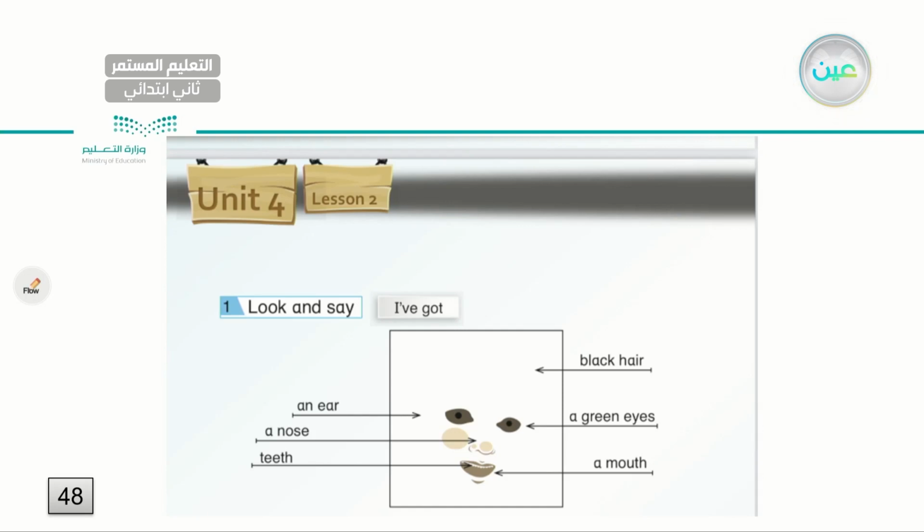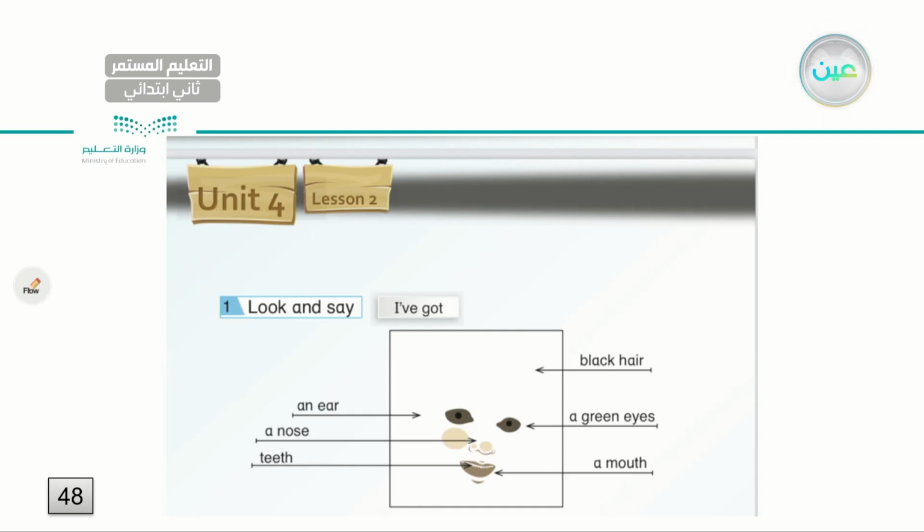Look and say, I've got what? I've got black hair, green eyes, a mouth, an ear, a nose, teeth. Let's read again. I've got black hair, green eyes, a mouth, an ear, a nose, and teeth.